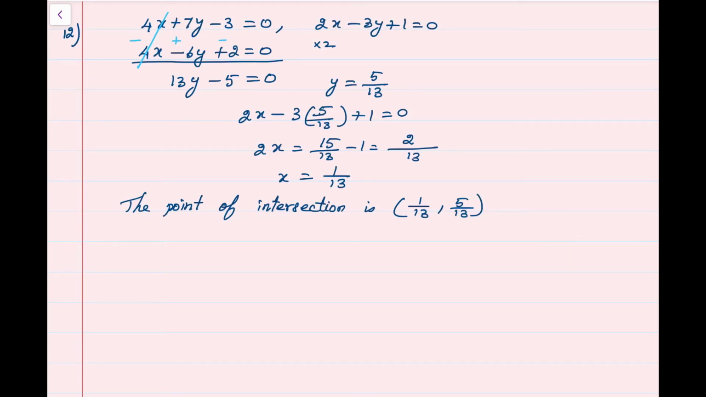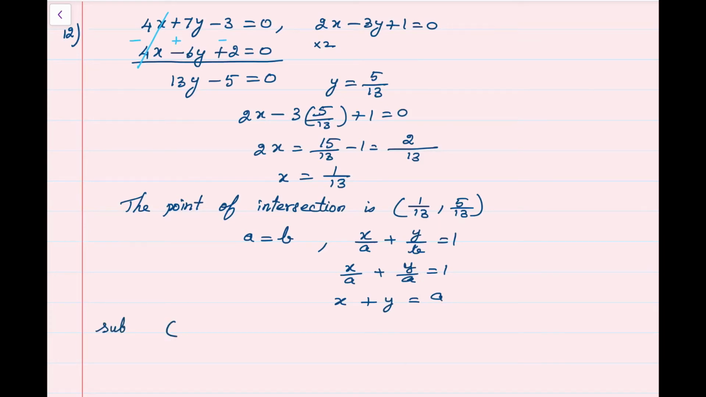The line passes through this point and the line has equal intercepts. That is, a is equal to b. We will use the intercept form of the straight line, x divided by a plus y divided by b is equal to 1. a and b are equal. We will multiply the equation by a.